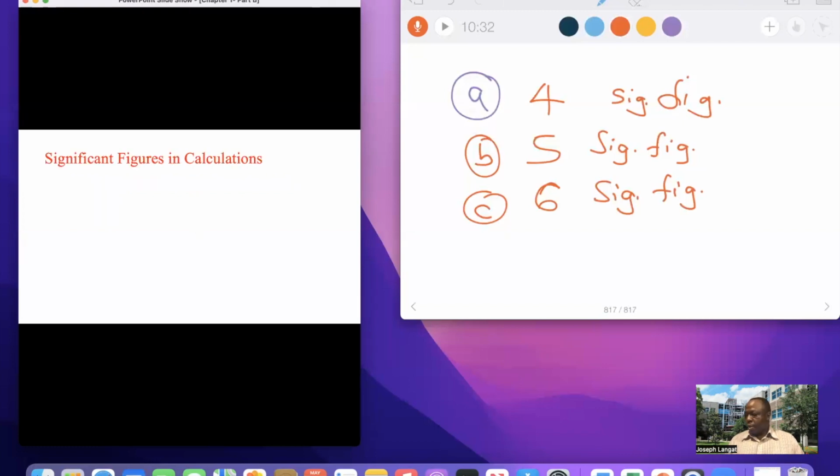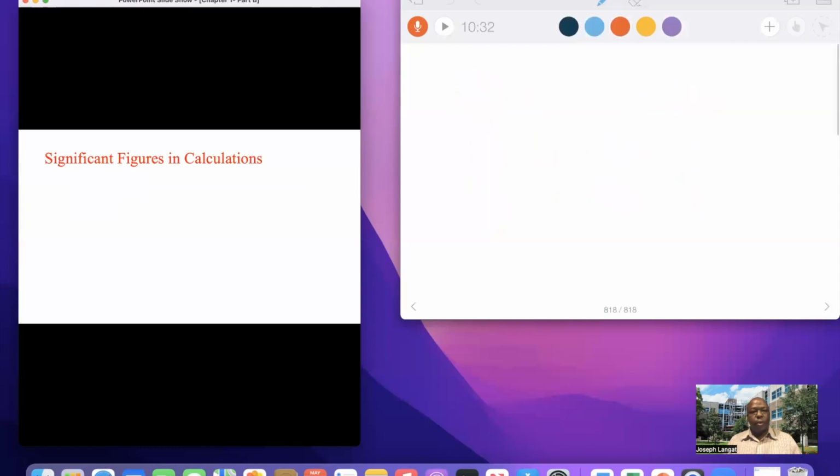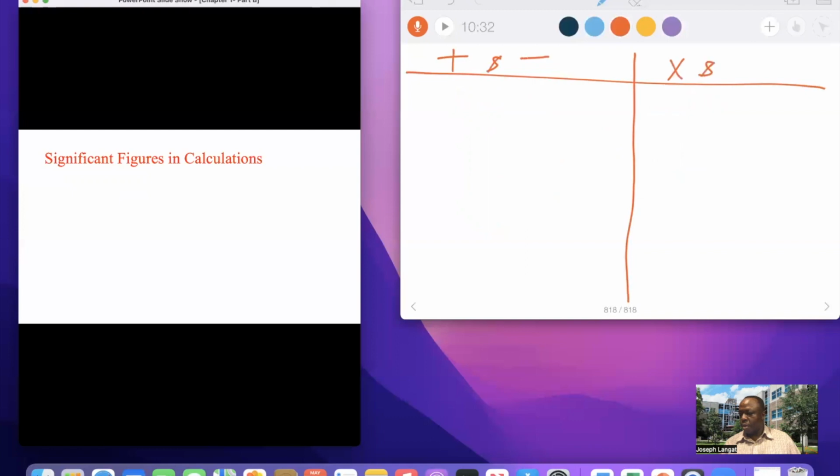I want to now move on to significant digits in calculation. I will group them in two. There are 2 types of calculation we will encounter: addition and subtraction, and then multiplication and division.